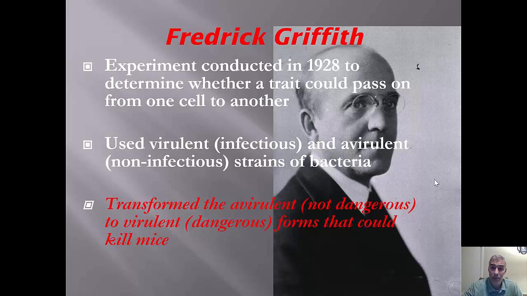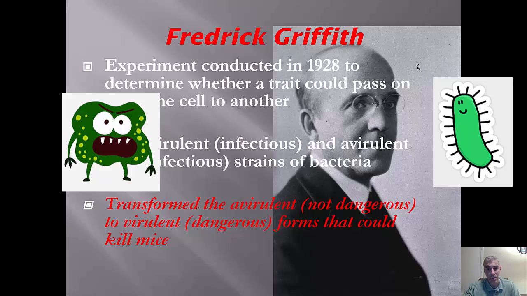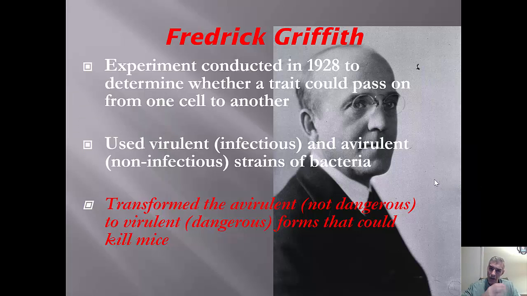He did an experiment to determine whether a trait could pass from one cell to another, and he used virulent or infectious bacteria and avirulent non-infectious bacteria. And essentially, virulent bacteria formed what's called a biofilm on the outside, and that's the trait that it had that made it more dangerous. The avirulent one did not produce that biofilm, or it's a protein coat on the outside that allows it to make a biofilm. So the non-infectious one didn't have it. So he transformed the avirulent or not dangerous one to virulent that could kill mice.